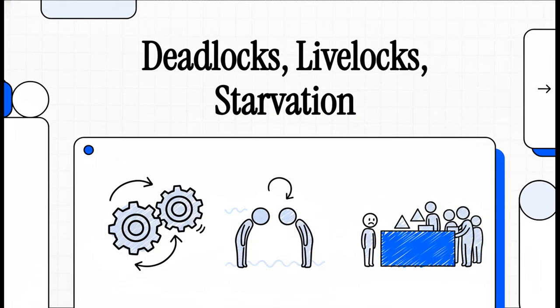All right, today we're diving into one of the most sneaky and frustrating problems in all of system design. It's that feeling when everything looks fine on the surface, but deep down, you know nothing is actually getting done. We're talking about deadlocks, livelocks, and starvation. You can think of them as the silent killers of progress.